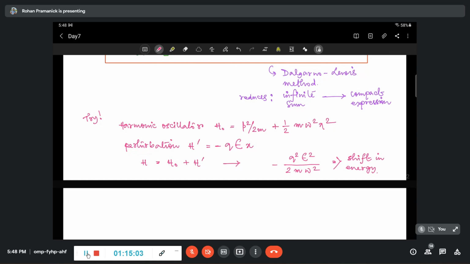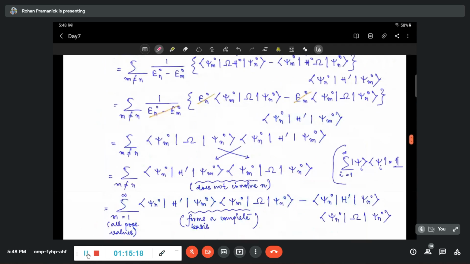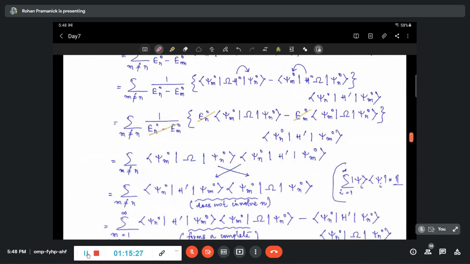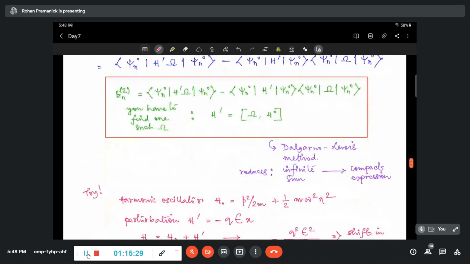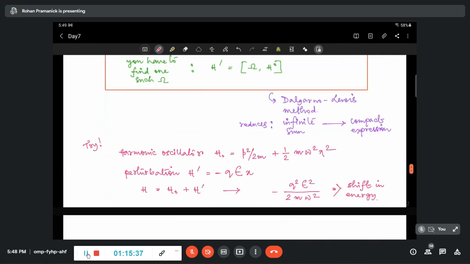So this will not change the difference between two consecutive energy eigenstates, but it will totally shift the spectrum by this value, minus q square epsilon square by 2m omega square. But this is a correction, and you will find that if you do any of this trick, either Dalgarno-Lewis or this box thing, which is probably impossible to calculate for an infinite number of energy eigenstates, you will find that your second order energy expression for any n, En2, if you calculate this, will be exactly minus q square epsilon square by 2m omega square. I guarantee you that will happen.